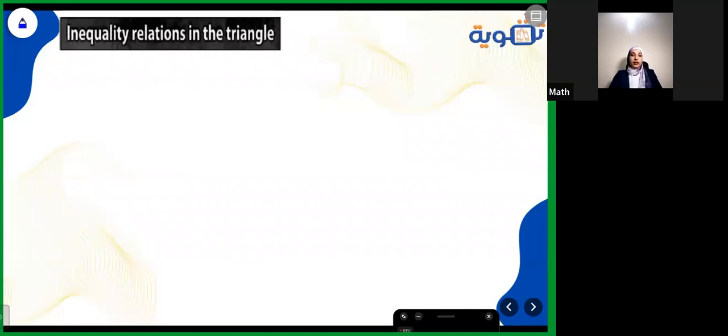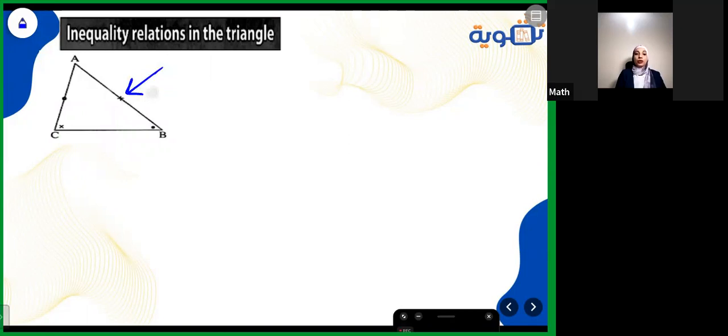Let's see something else here to talk about. This is the inequality relation in the triangle. This is the last unit in the triangle, in the geometry for this term, inshallah. So the inequality in the triangle means what? It means when you have any two sides that are not equal in length, the greatest side, or the longest side, of course, will be opposite to the greater angle in measure.